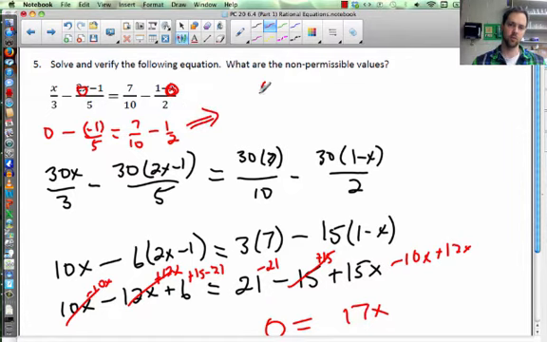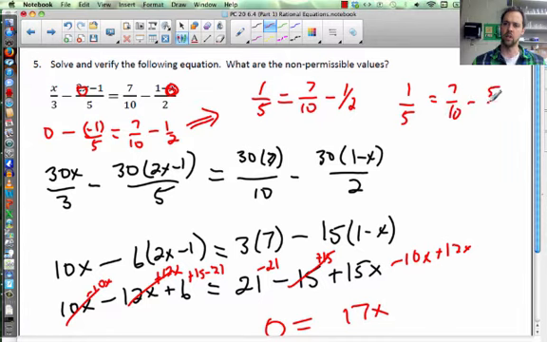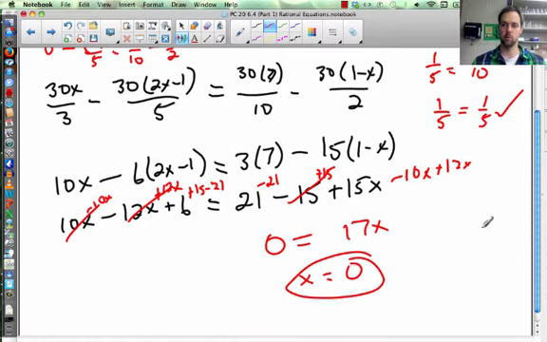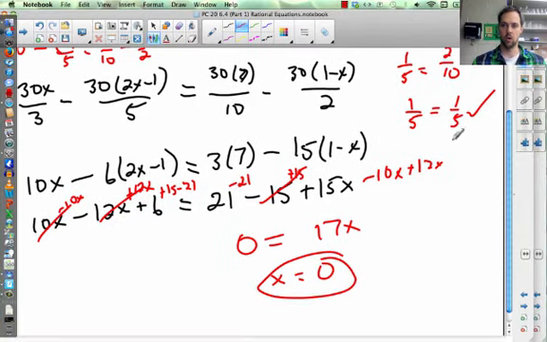Negative of negative 1/5 is 1/5, which is equal to 7 over 10 minus 1/2. So 1/2 is 5 over 10. 1/5 equals 7 over 10 minus 5 over 10. 1/5 equals 2 over 10. And of course, you can reduce that fraction. 1/5 equals 1/5. Hooray, it actually works. So x equals 0 is the only solution to this problem. Awesome.